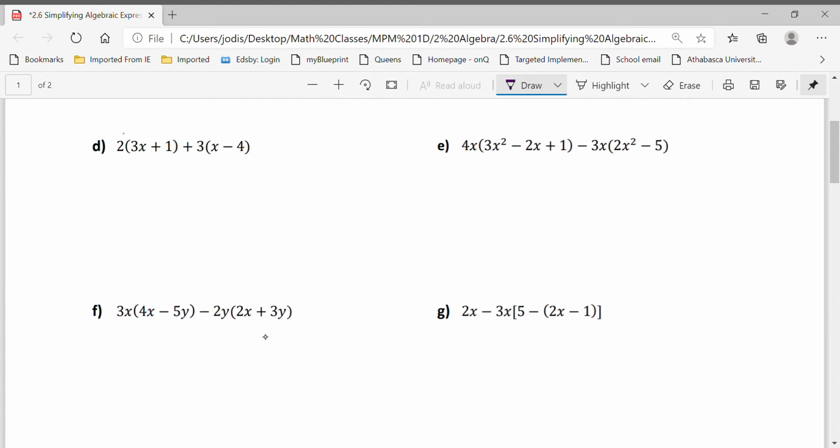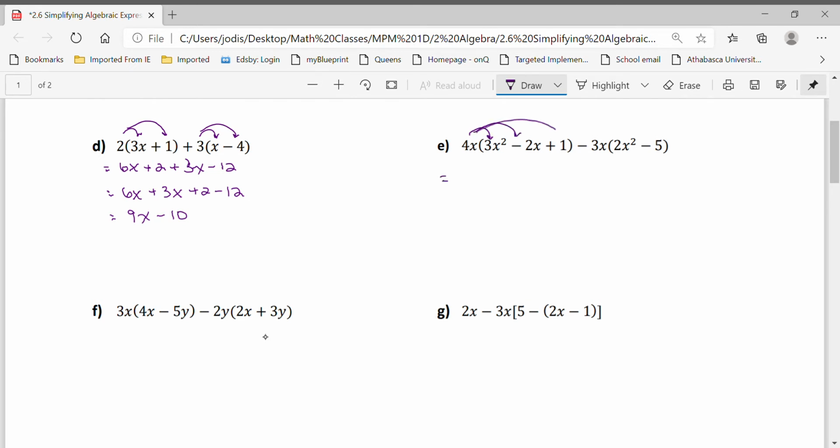For D here, again, this is just some distributing. We've got a couple of sets of brackets. So 2 times 3x is 6x, and 2 times 1 is 2. 3 times x is 3x, and 3 times -4 is -12. Collect your like terms. So we've got x's and we've got constants. 6 plus 3x is 9x, and 2 minus 12 is -10.